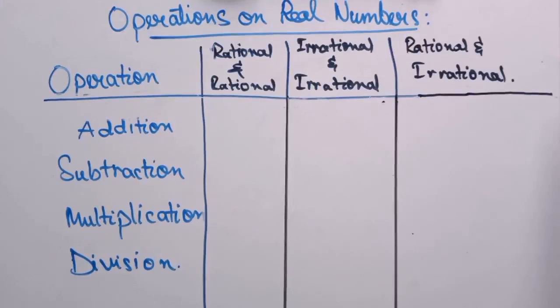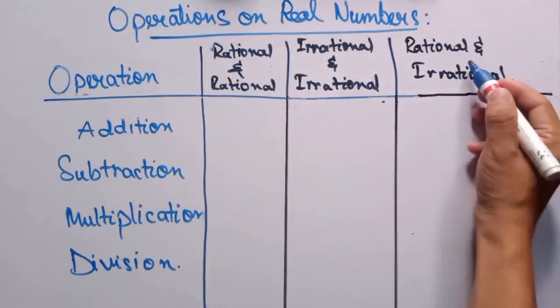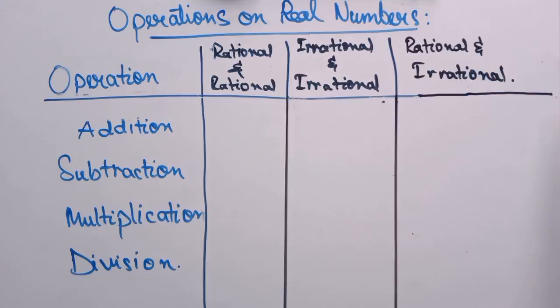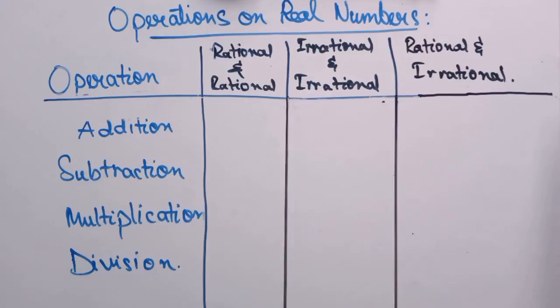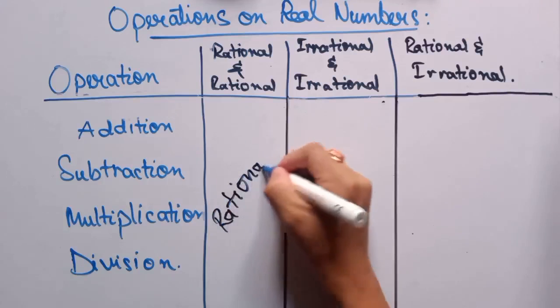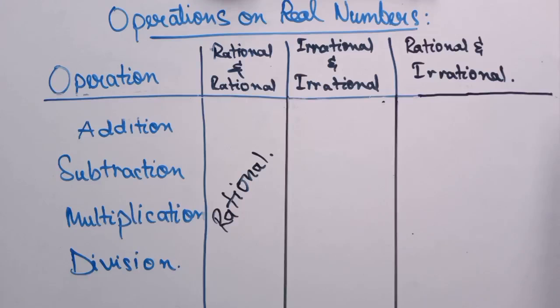Next, our topic is operations on real numbers. We all know that real numbers are a mixture of rational and irrational numbers. So here we will consider operations between two rational numbers, two irrational numbers, and a rational and an irrational number. In our earlier classes, we have studied operations on rational numbers. So if we add, subtract, multiply, or divide two rational numbers, we will get a rational number. But what about the operations between two irrational numbers? When we add, subtract, multiply, or divide two irrational numbers, we will get either a rational number or an irrational number.